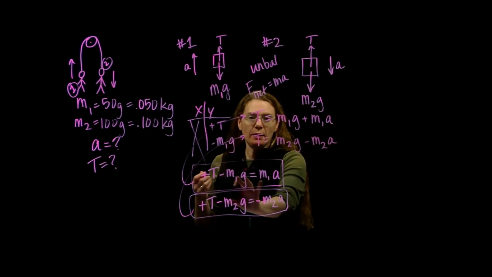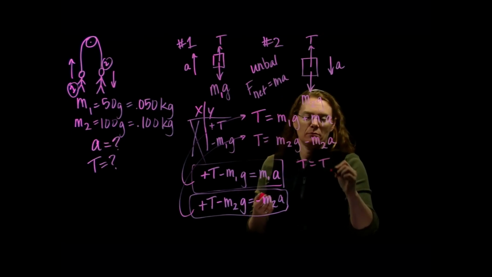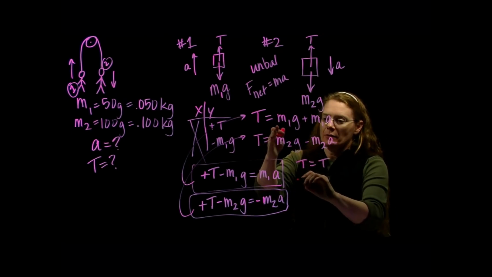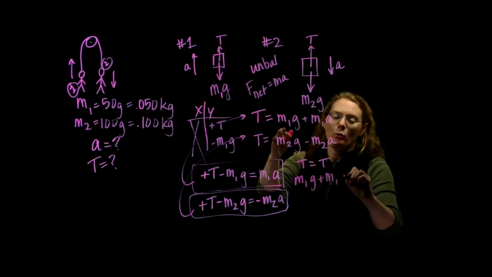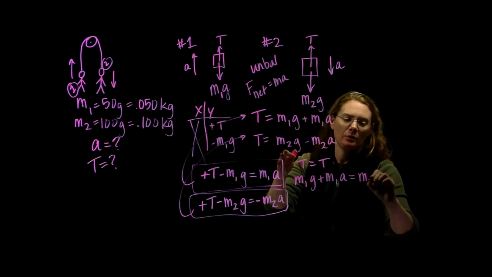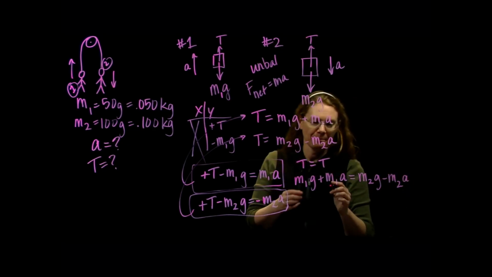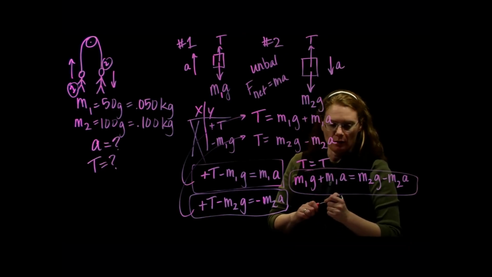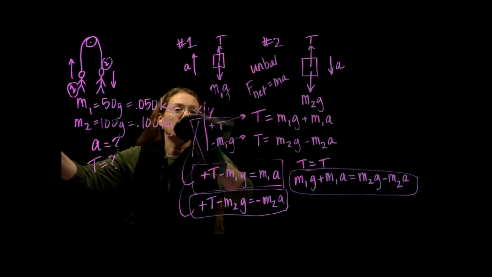All right, so I'm just rewriting those for tension equals, and then I'm going to set the two tensions equal to each other. Because I just said, it's one rope, tension has to equal tension. So let's see, what's this going to give me? m1g plus m1a equals m2g minus m2a. There is one equation with one unknown. We just solved that one pretty easily for getting rid of the tension.